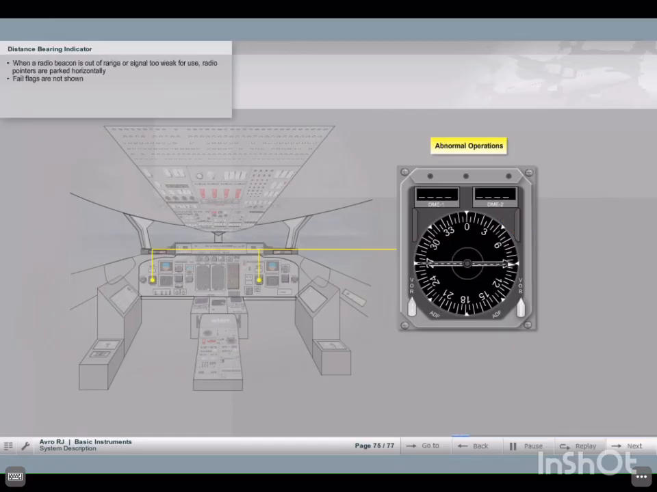When a radio beacon is out of range or the signal is too weak for use, the radio pointers are parked horizontally. The fail flags are not shown. Loss of power to the DBI will cause all three fail flags to appear simultaneously.